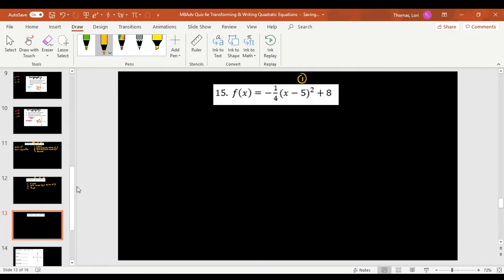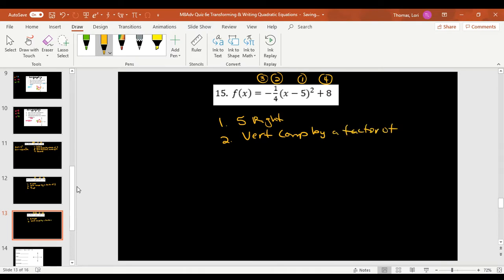We have a horizontal shift, we have a dilation of 1/4, we have a reflection of the negative, and then we have a vertical shift. So this time we're going to go 5 units to the right. We're going to have a vertical compression by a factor of 1/4. Number 3, we're going to have a vertical reflection across the x-axis, which is y equals 0. And number 4, we're going to go up 8.